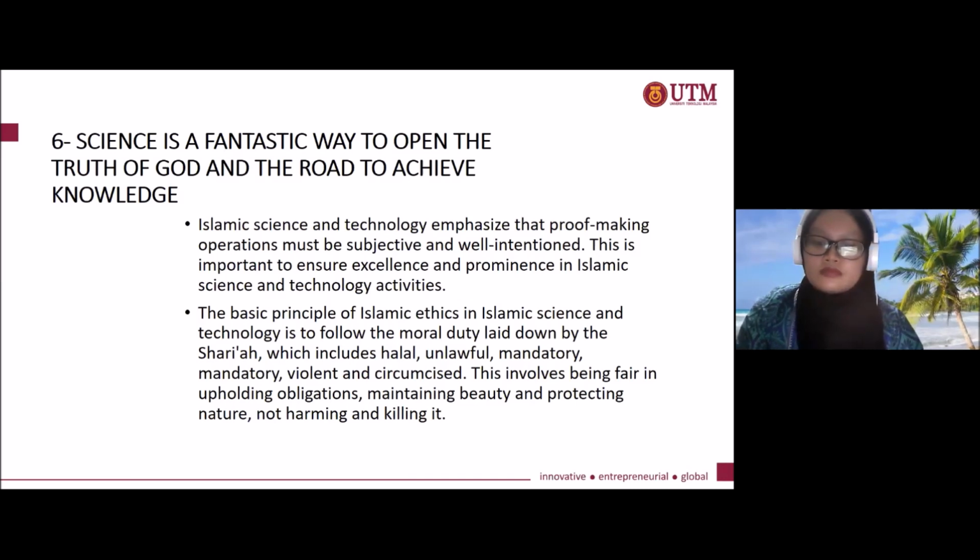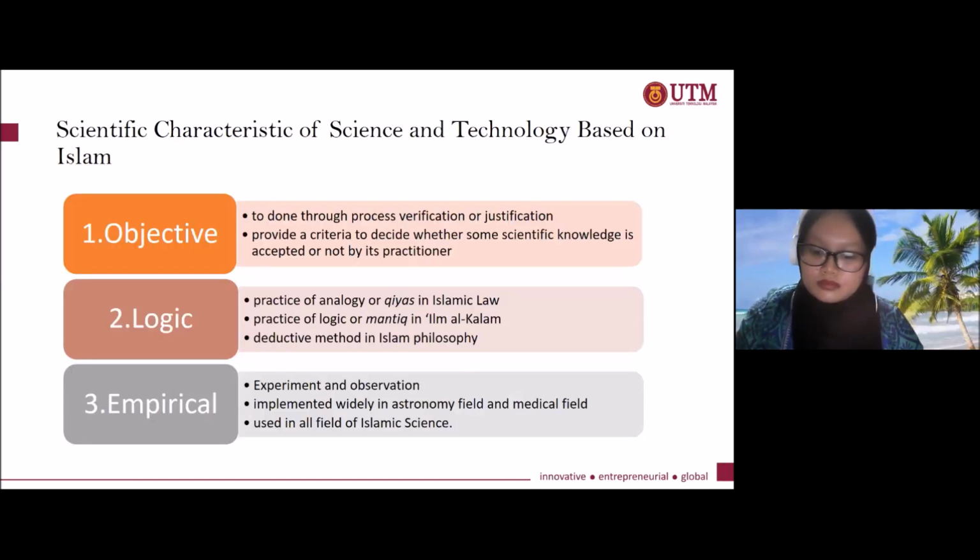The basic principle of Islamic ethics in Islamic science and technology is to follow the moral duty laid down by the Sharia, which includes halal, unlawful, mandatory, discouraged, and permissible. This involves being fair in upholding obligations, maintaining beauty, and protecting nature, not harming or killing it. The next slide will be continued by my fellow friend.